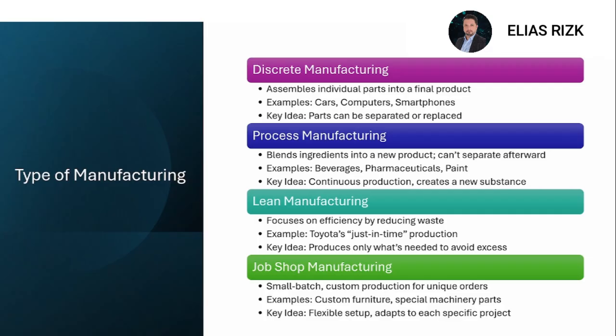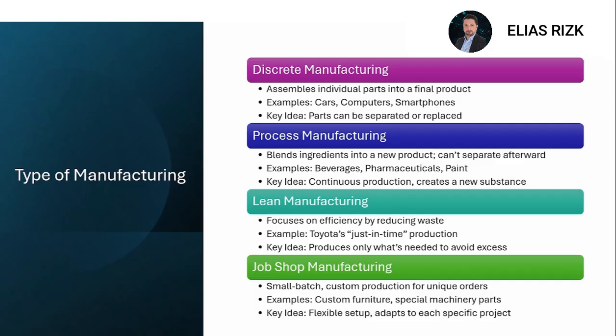So now let's talk about process manufacturing. This one's a bit different. Imagine you are making something like soda or paint. You take a bunch of ingredients and mix them, so you get one final product. Once they have been mixed, you can't exactly take them apart. Think of it like baking. You can't unmix the flour, sugar, and eggs once they are baked together. So process manufacturing is all about blending ingredients into something that can't really be separated.